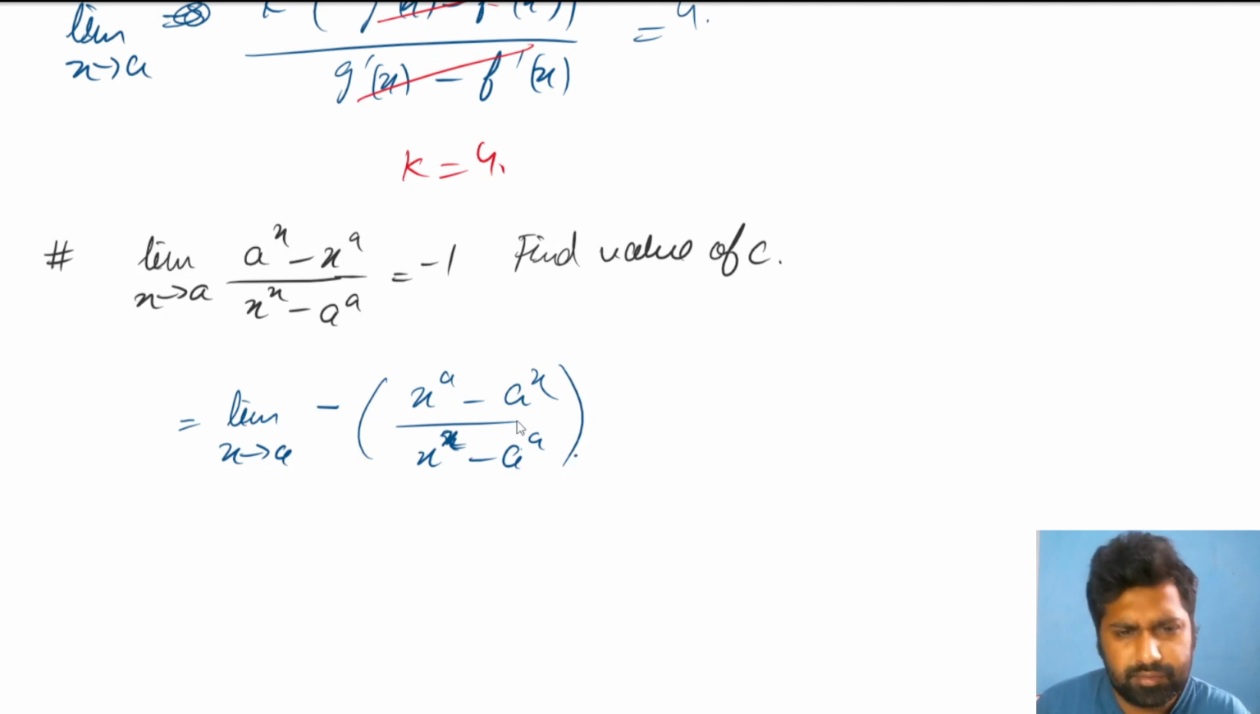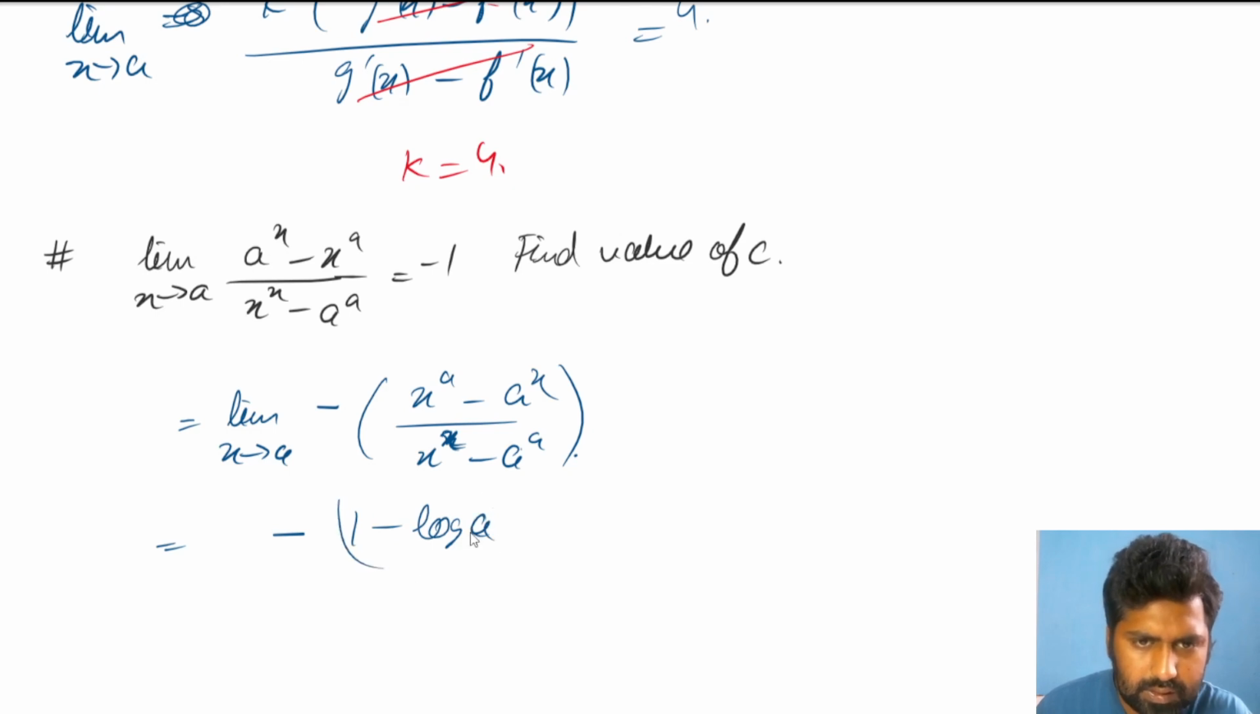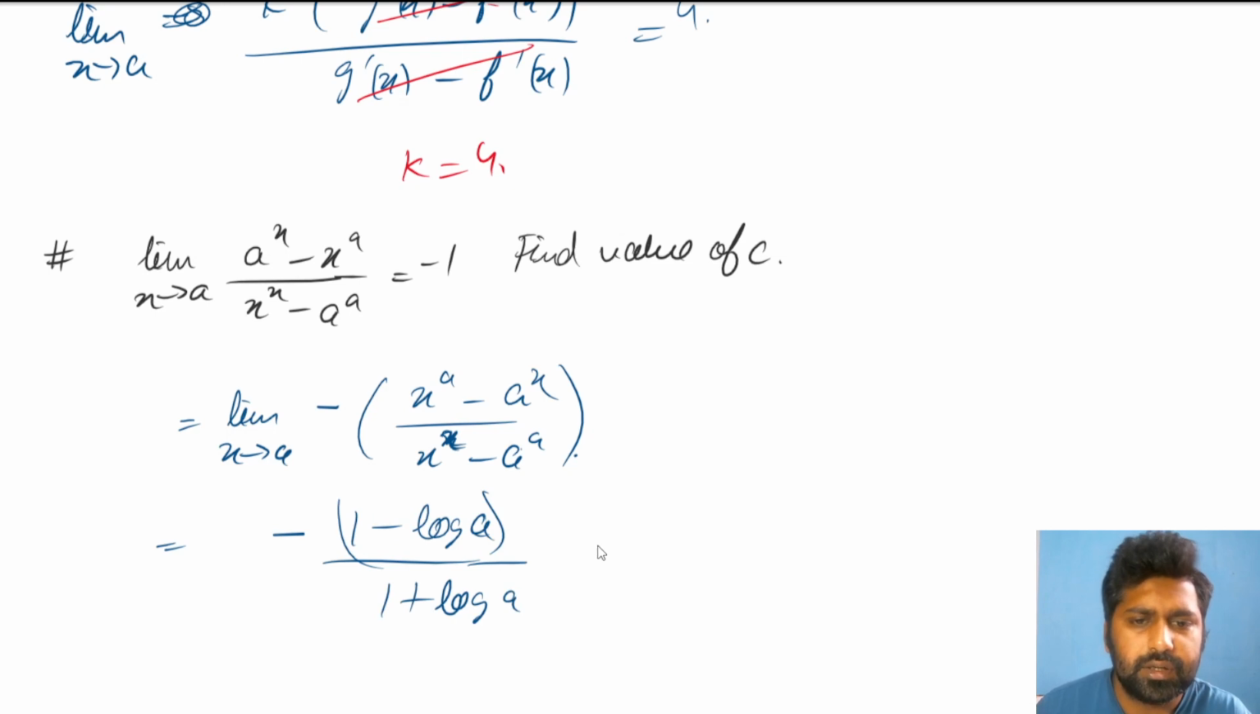You have to differentiate numerator and denominator. After that, what do you get? Minus of 1 plus log a, sorry, 1 minus log a upon 1 plus log a. After differentiating and putting the value of x as a, you get this, and this value is given as minus 1. Negative negative cancels.